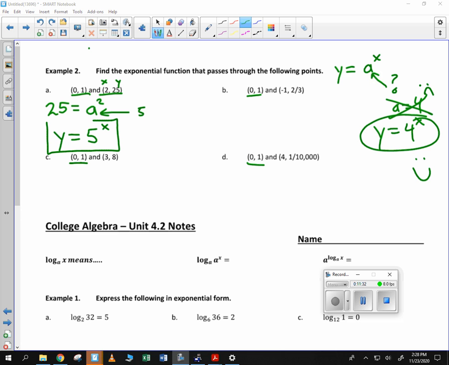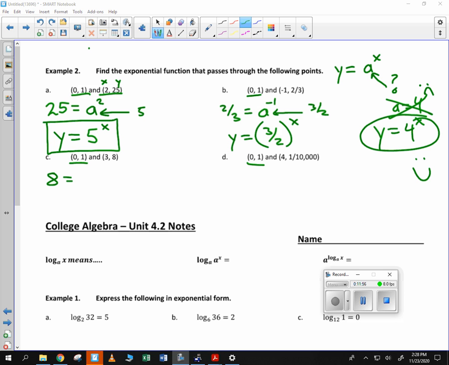So that means the function is y is equal to 5 raised to the x power. That is our function. The next one, -1 and 2/3. So I have 2/3 is equal to some number raised to the -1 power. What number would you raise to the -1 power to get 2/3? Well, 3/2 would be that number. So y is equal to 3/2 raised to the x power.